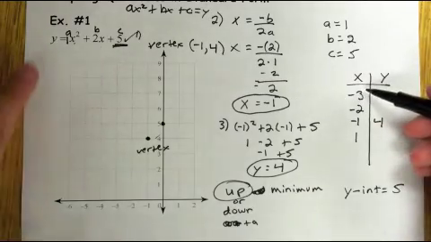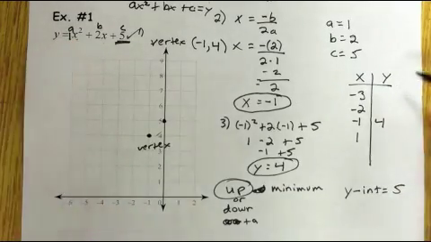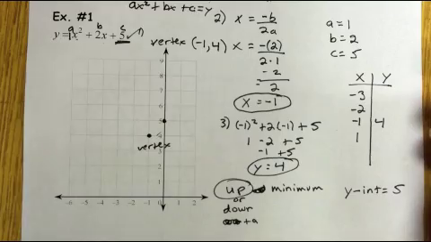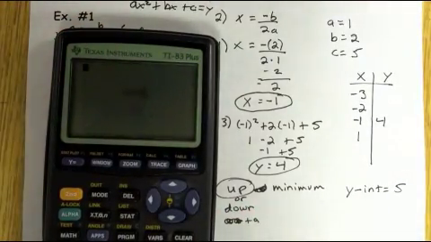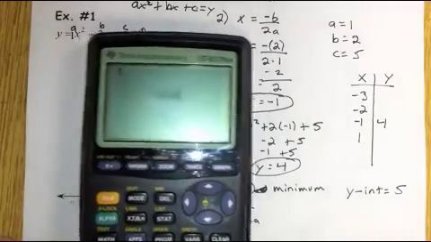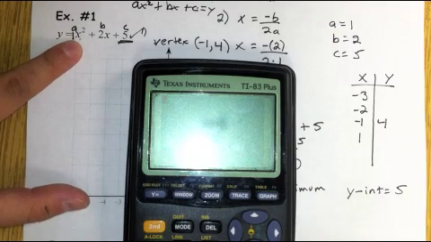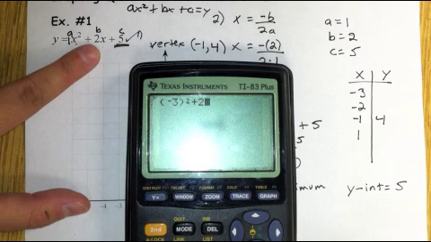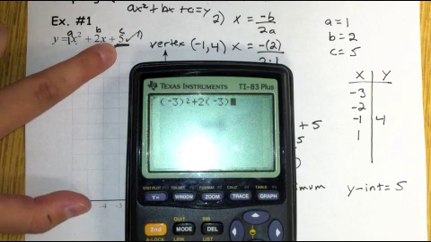Take our number and plug it into X. Okay, I'm not going to work it out. I'm going to actually just type it into my calculator to save a little bit of time. I'll even show you how to do this, okay? I'm going to type in open parentheses -3 squared plus 2 open parentheses -3 plus 5. Gives me 8.